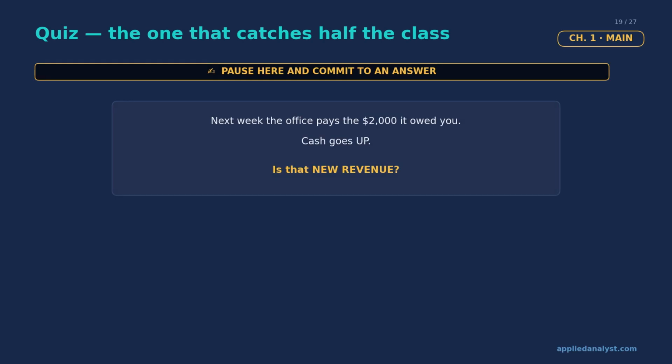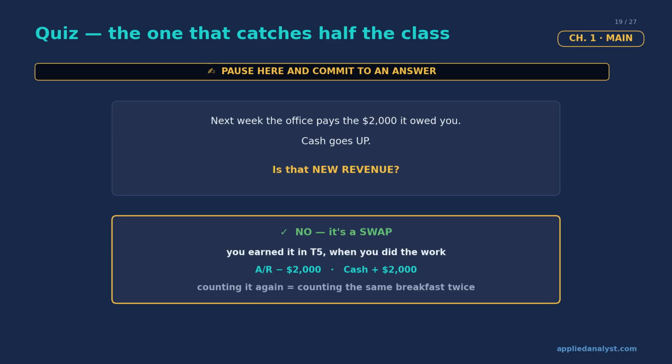Quiz time. And this is the one that catches half of every class. Next week, the office pays the $2,000 it owed you. Your cash goes up. So here's the question. Is that new revenue? Pause now. Commit to an answer. Say it out loud. Ready? No. You earned it back in Transaction 5 when you did the work.